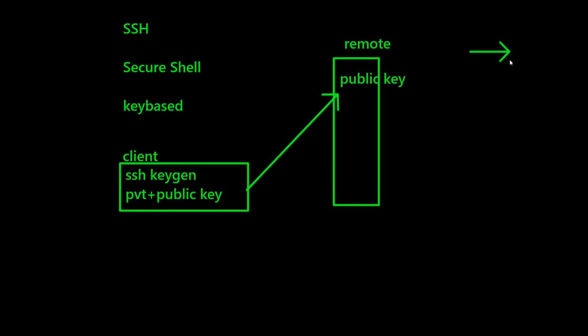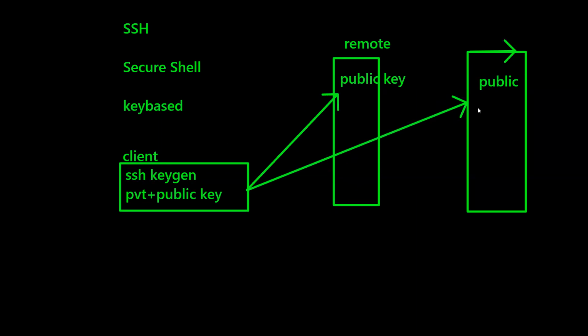Let's suppose there is another remote machine. To this also I want to connect. Again, you can copy the same public key here and the matching private key is available on my laptop. You can connect from here. But of course, we'll generate a separate key pair for each machine. Actually, this is the whole concept.